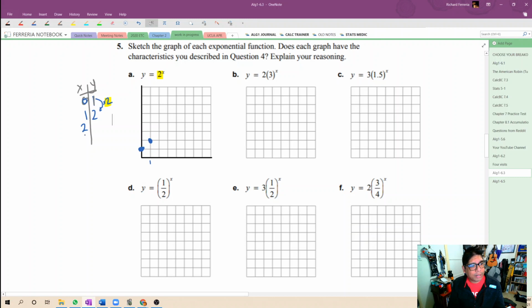Increment the x again. Multiply the y-coordinate by 2 again. And that gives us 2, 4. Plot that point. Increment the x. Multiply by 2 again. And that gives us the coordinate 3, 8. Okay, now we just have to fit a curve to these points, and there we go. That's our exponential curve.